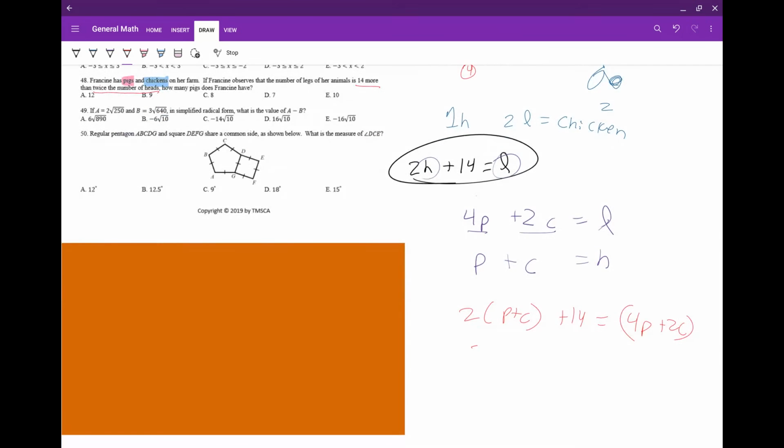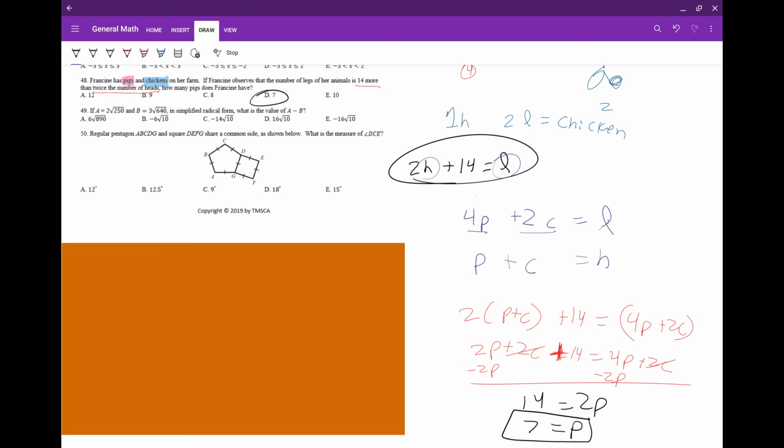Okay? So when you distribute the 2, you get 2p plus 2c plus 14 equals 4p plus 2c. You can subtract 2c on both sides, and you can subtract 2p on both sides. And you get left with 14 equals 2p. Divide by 2, 7 equals p. The number of pigs is 7, 48 is D.